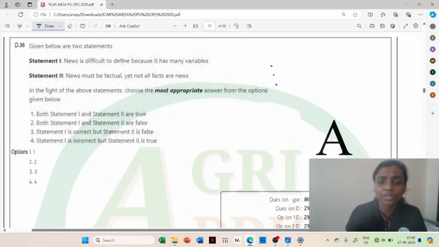Similarly, you cannot define what can be considered as news. There are many variables included in the news and it is difficult to define. So the first statement is correct.